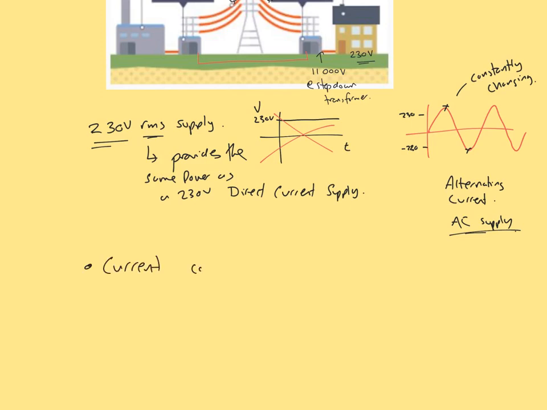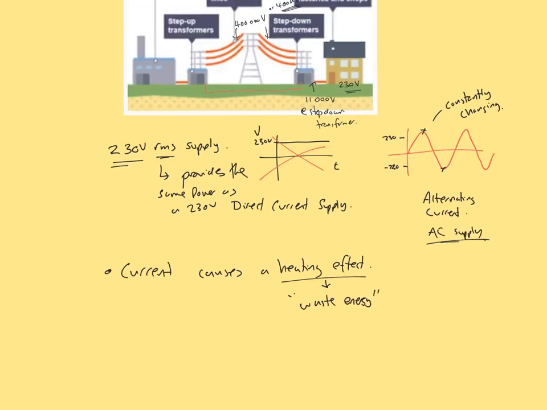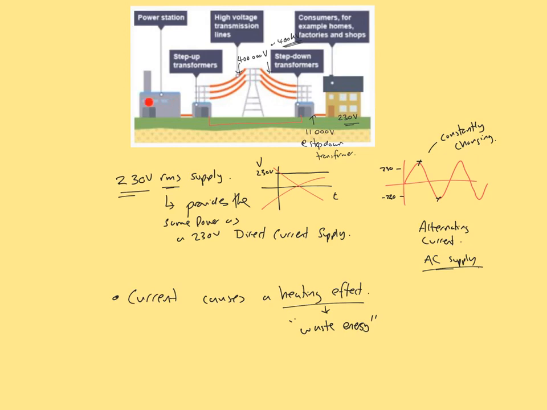Electrical current, when it flows, causes a heating effect. And obviously, that heating effect is waste energy. So for all the power you're providing at the start, if there's a heating effect along these miles and miles and miles of cable, then there's an awful lot of energy wasted and not reaching the home at the end. So obviously that's wildly inefficient.